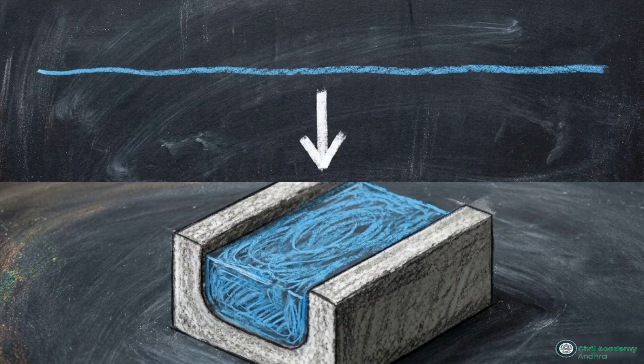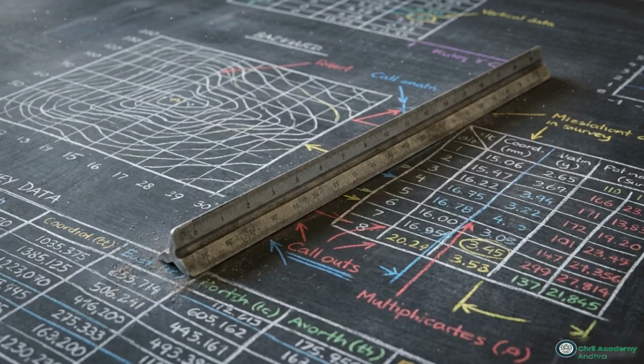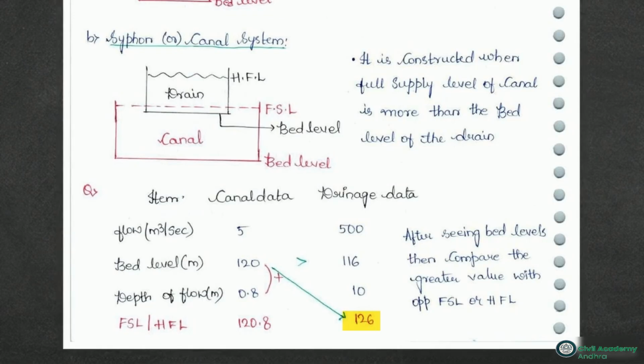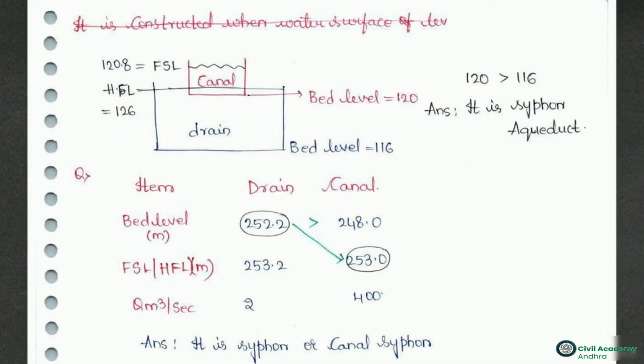Prioritizing the undisturbed flow of whichever body is on top dictates the pressurized structural enclosure for the body on the bottom. Moving from theoretical cross-sections to the actual application of raw field survey data allows us to verify this matrix. Consider our first field case. We have a canal bed level of 120 meters and a drain HFL of 126 meters. We compare the top structure's physical bed against the bottom structure's maximum water level. Because the 126-meter flood level clearly exceeds the 120-meter bed, we confirm this structure as a siphon aqueduct.